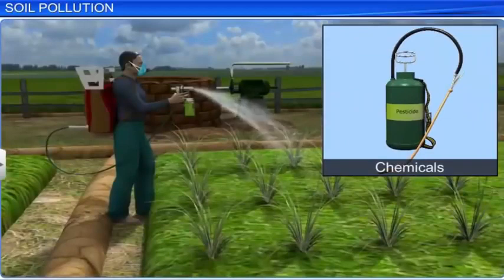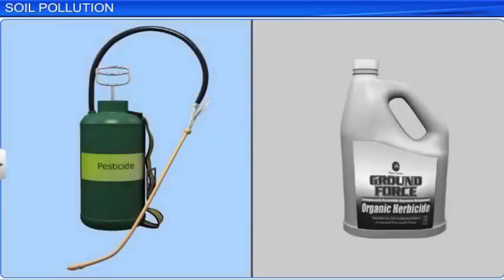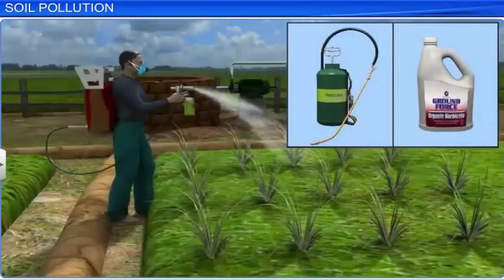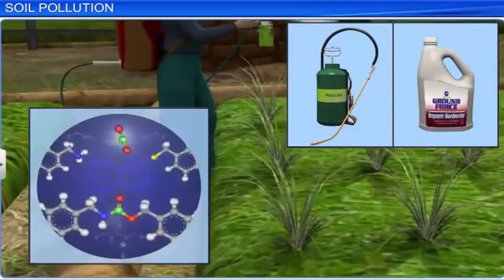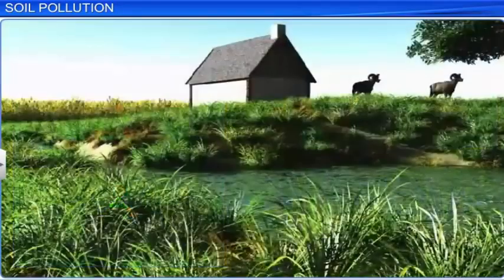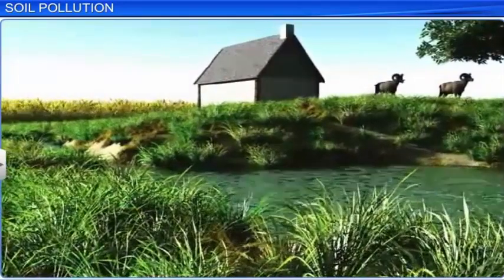Chemicals are used during cultivation as pesticides and herbicides for better yield. These chemicals don't just kill pests and weeds, but also pollute the soil where they are used, thereby affecting the surrounding ecosystem.